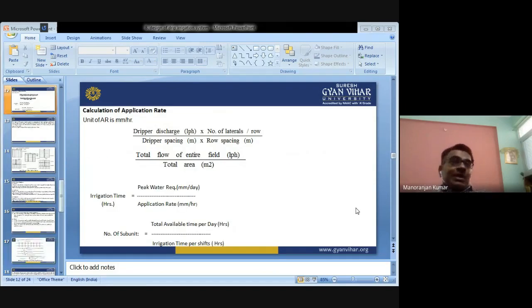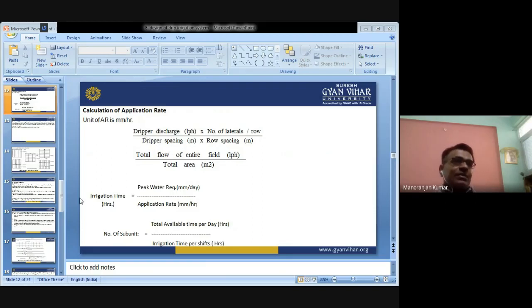Now, calculation of application rate. Application rate means how much depth of water is going inside the soil in a particular hour. This application rate is calculated by this equation: drip discharge in LPH, number of laterals per row, dripper spacing, row spacing. The other formula to calculate the application rate is total flow of the entire field divided by total area. The unit of this application rate is mm per hour.